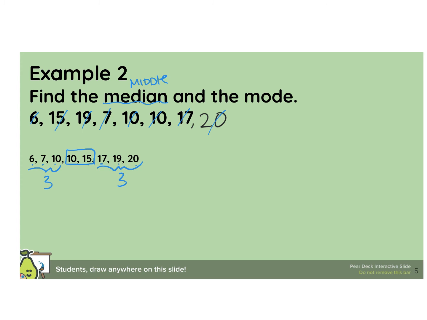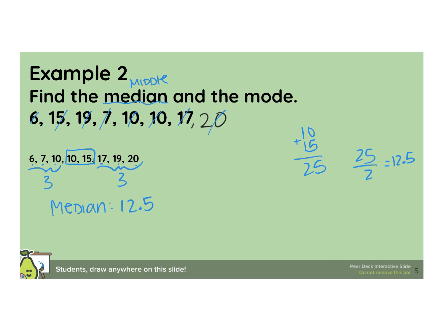So how do I find the median? I need to add 10 and 15 together, which is 25. And then I cut that in half. So 25 divided by 2 will be 12 and a half. So the median is 12.5.